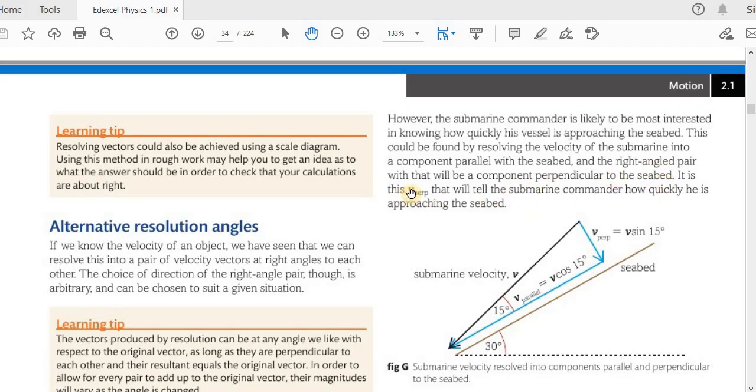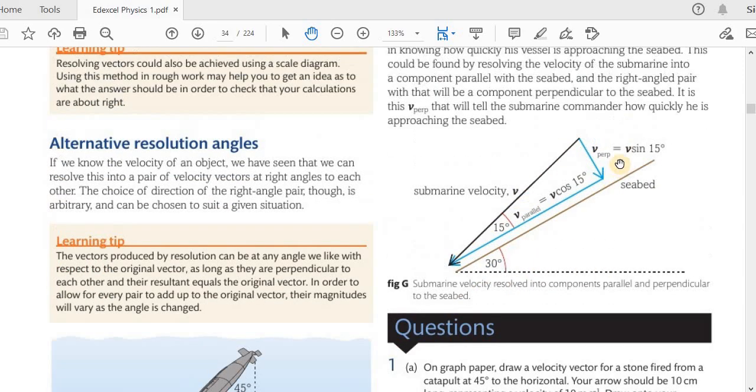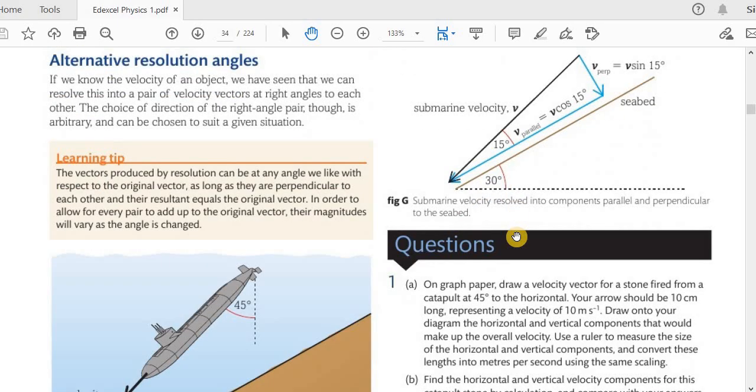It is this, so V perpendicular, that will tell the submarine commander how quickly he is approaching the seabed. Because if he is moving at an angle like this, how quickly he is approaching the seabed will be the component of the velocity V in that direction. So we can find it. So this will be V sine 15 degrees. This angle is 15, so we consider this right angle triangle here, the 90-degree angle, V sine 15. This way it will be V cosine 15 degrees.